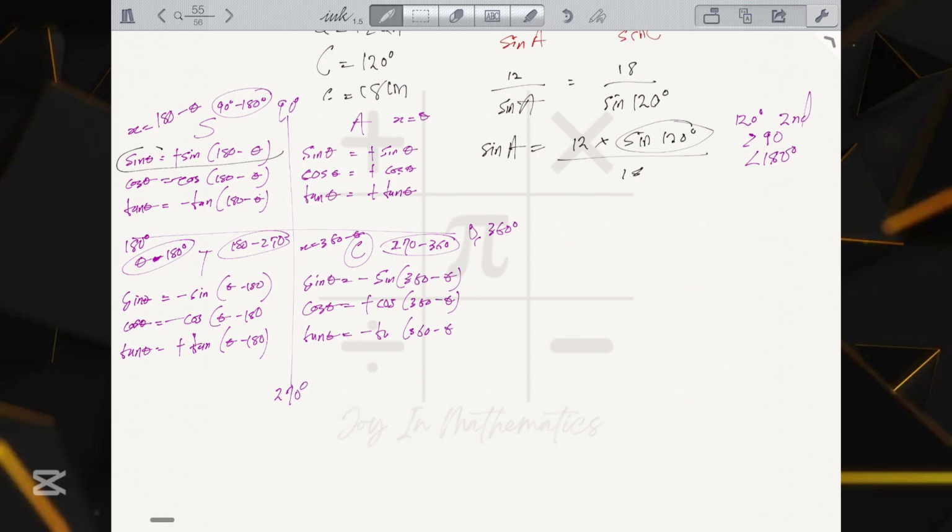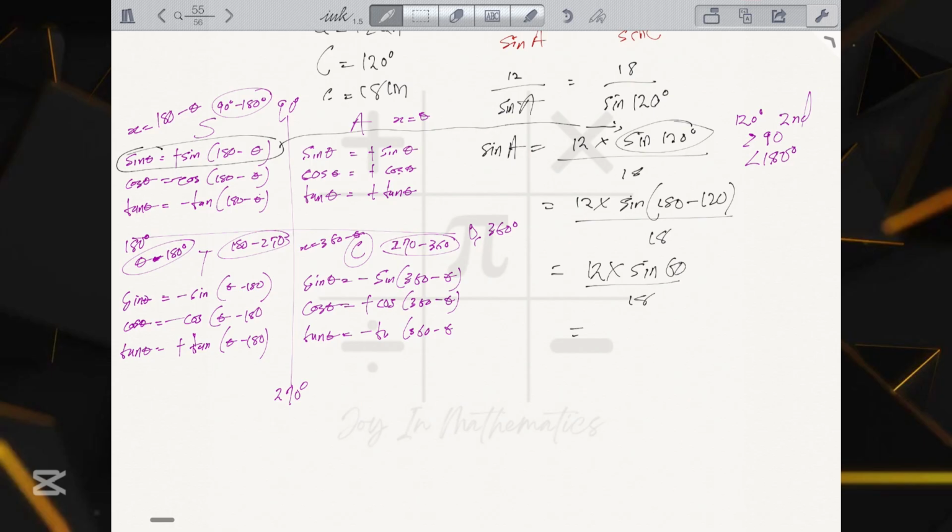So we apply it to sine 120 degrees, and it gives us 12 multiplied by sine 180 minus 120. Now, is it positive or negative? Sine in the second quadrant is positive, so we can ignore the sign in the calculation since it's not negative. Divided by 18. So this will give us 12 multiplied by sine 60 degrees divided by 18.